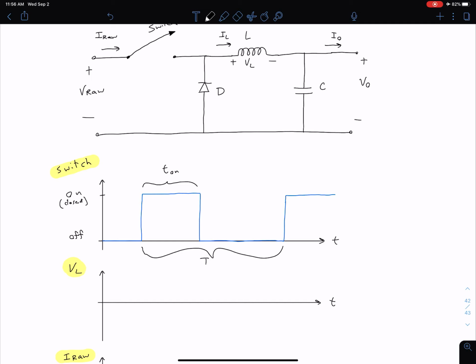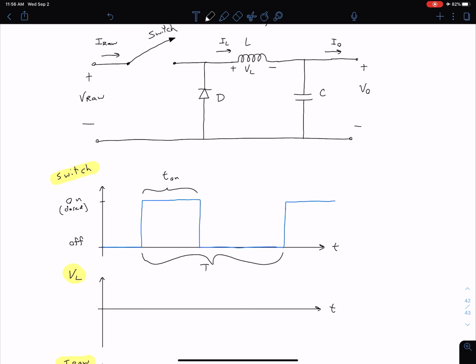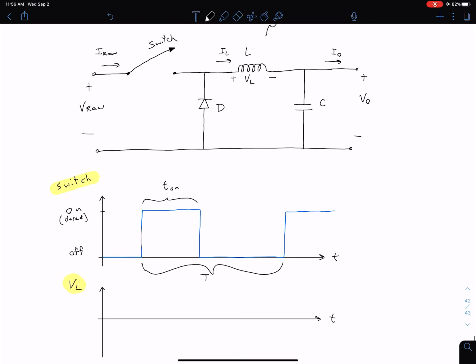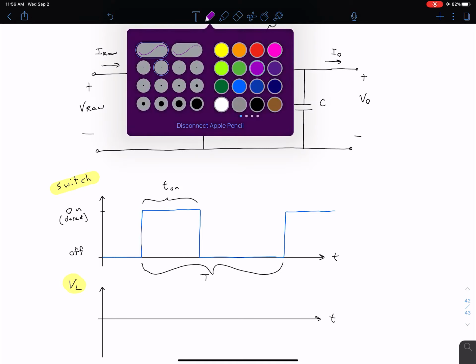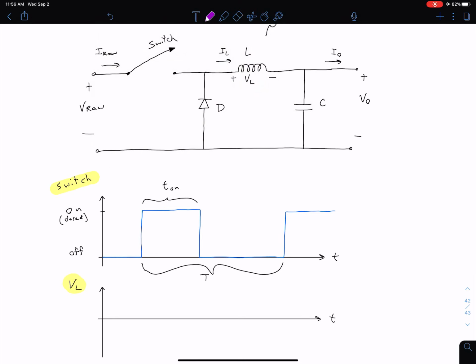Now how about our VL? We can figure out our VL by doing a simple KVL loop. Our KVL loop is going to change a little bit depending on whether our switch is open or closed. When our switch is off, in the open position as it's drawn here, we're not really including anything to the left, so really we're just going to have something like this.